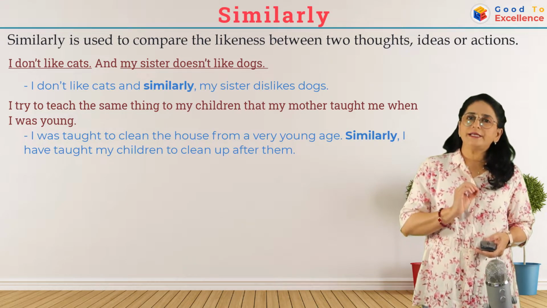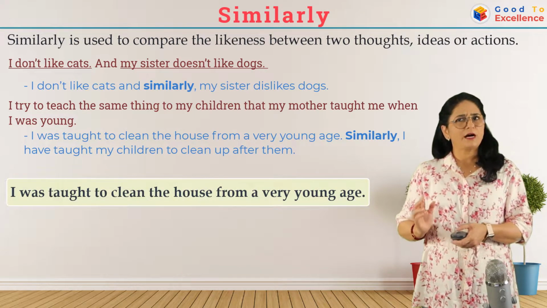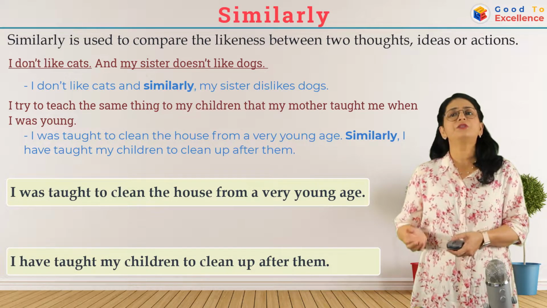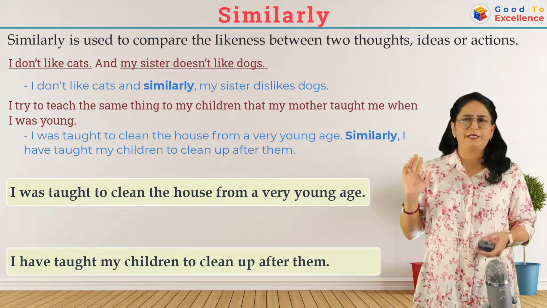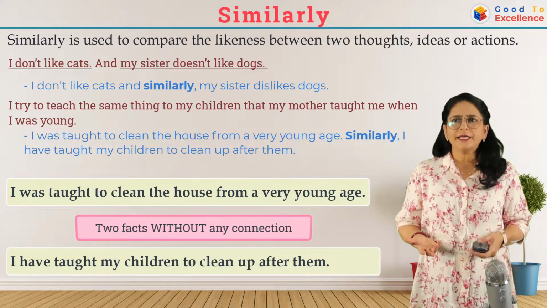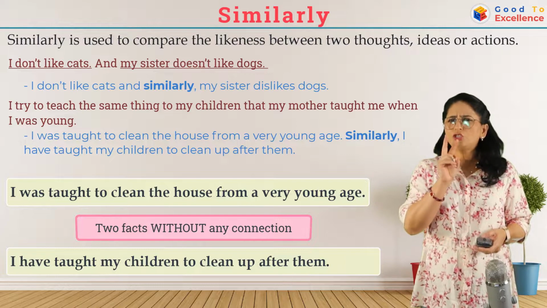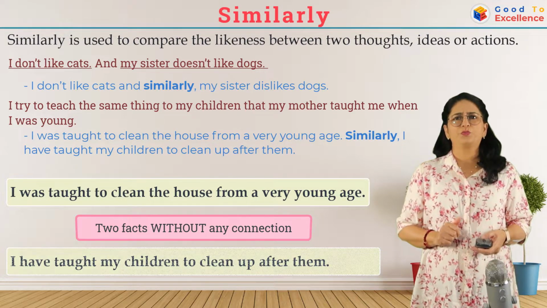Now, look at the example again. I was taught to clean the house from a very young age. I have taught my children to clean up after them. I have omitted similarly here. Now, without similarly, it looks like this sentence gives us two facts without highlighting the connection between the two.